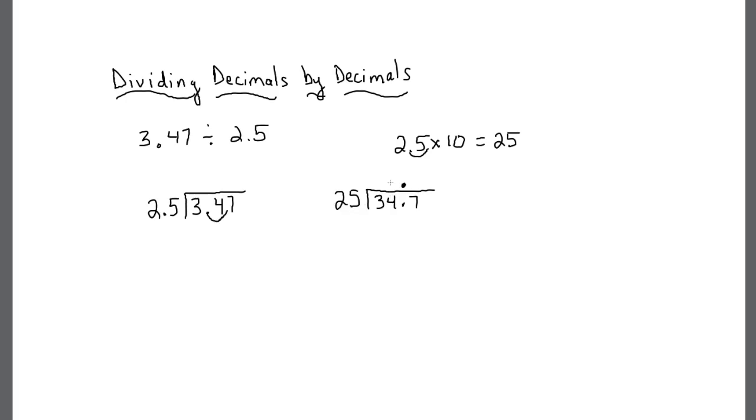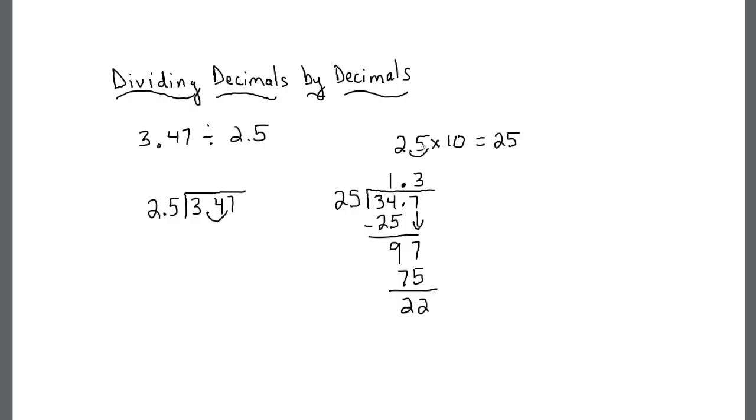So 25 goes into 34 one time. 1 times 25, of course, is 25. I'm going to subtract here: 34 minus 25 is 9. 25 doesn't go into 9, so I'll bring down the 7. And 25 goes into 97 3 times. 3 times 25 is 75. When I subtract, I get 22. Now from here, I have 1.3.